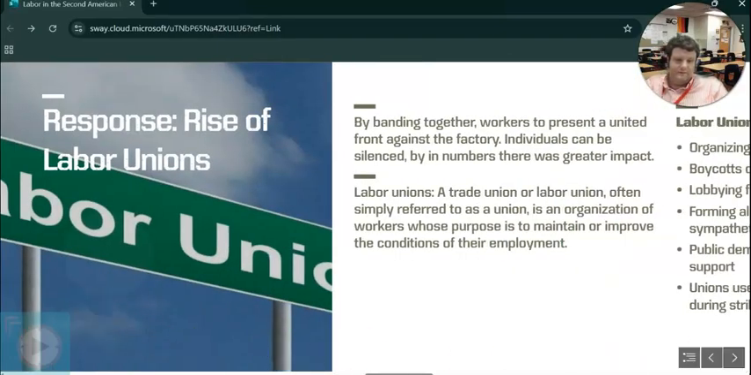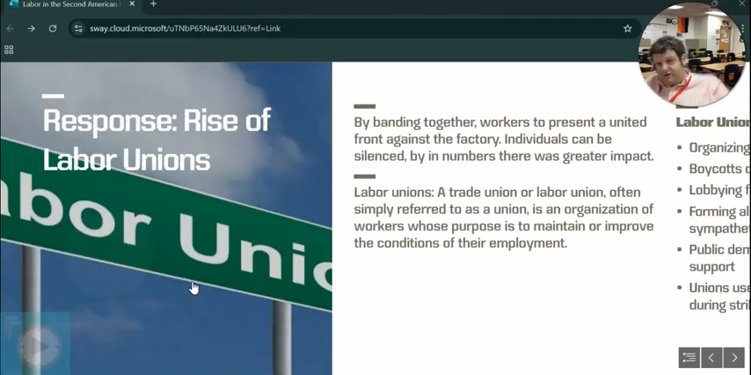But now this leads us to the response to some of the working conditions. The city improvement conditions, that's a separate topic, but we're focusing on the work and the world that these people are living in. But labor unions are going to emerge. Individuals can be silenced, but a group of people is a bit harder to silence.